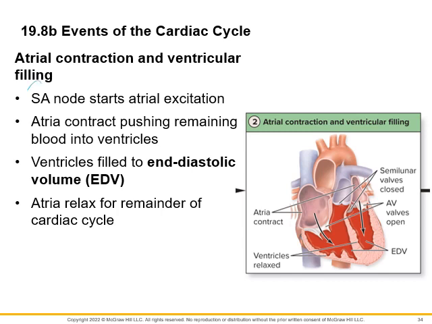So next, you're going to have the SA node fire. You're going to have the atrial contraction happening. It's going to push the remaining blood from the atria into the ventricles. And when the ventricles are filled with blood, we call this end diastolic volume. So end rest volume. Remember, the ventricles are at rest right now. They have not contracted. So when the ventricles are filling, when the ventricles are at rest, that total volume is called end diastolic volume.